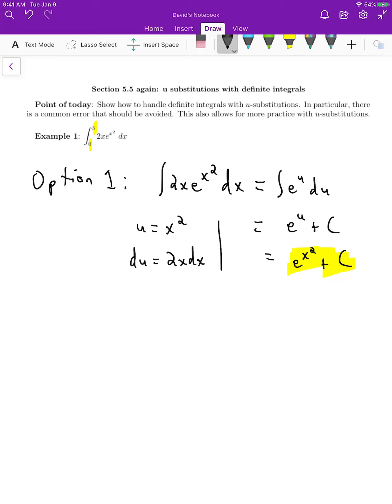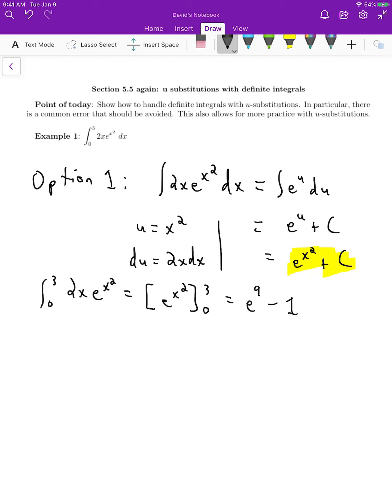And then I say, okay, so therefore the integral from 0 to 3 of 2x e to the x squared is equal to e to the x squared evaluated from 0 to 3. So this is what? E to the 3 squared, so e to the 9th, minus e to the 0 squared. E to the 0 is 1. So there you go. The area under the curve of 2x e to the x squared from 0 to 3, that area is e to the 9th minus 1.